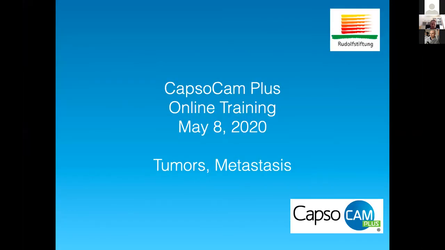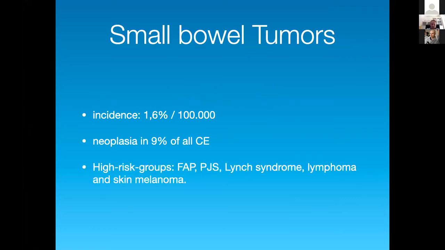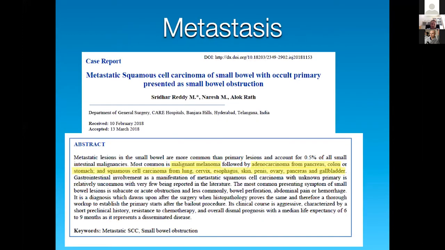So why perform capsule endoscopy for suspected tumors? You know, we have an incidence of 1.6% per 100,000 inhabitants. We find neoplasia in around 9% of all capsule endoscopies. Before we performed capsule endoscopy, we didn't even know this rate. We have high risk groups. I showed you the Peutz-Jeghers, but also Lynch syndrome, lymphoma, and skin melanoma have a high rate. And also a lot of tumors can metastasize in the small bowel. And that's why we are searching for this.